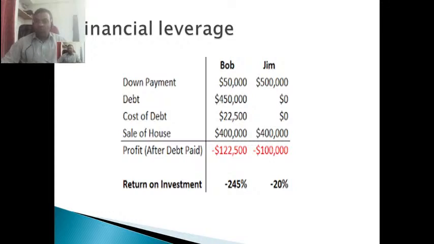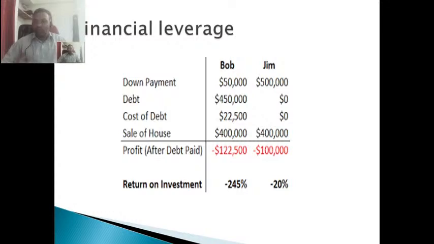So if you make some changes in a fixed cost or variable cost, your profit will ultimately change. In this condition, you can see the return on investment for Bob is minus 244%, whereas for Jim it is only 20%.